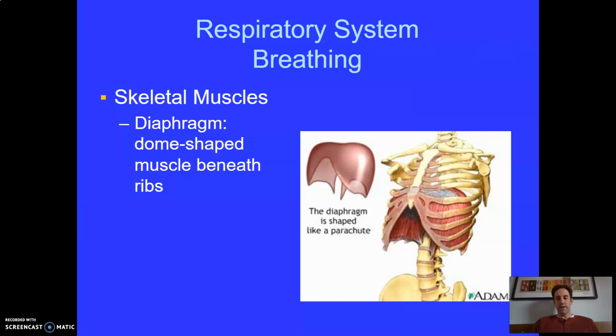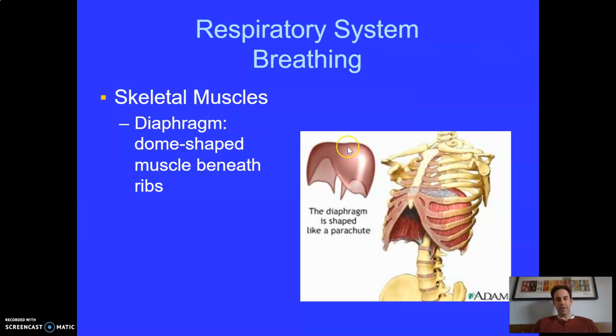So you do have control, but most of the time your brainstem automatically stimulates this muscle, so you don't need to think about it. But because you can control it, it is considered a skeletal or a voluntary muscle, and it is in fact a skeletal muscle. So the first of these muscles that help you breathe is the diaphragm.